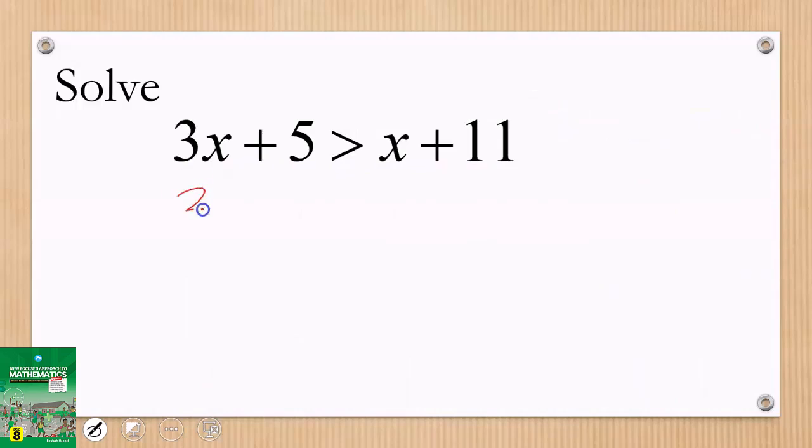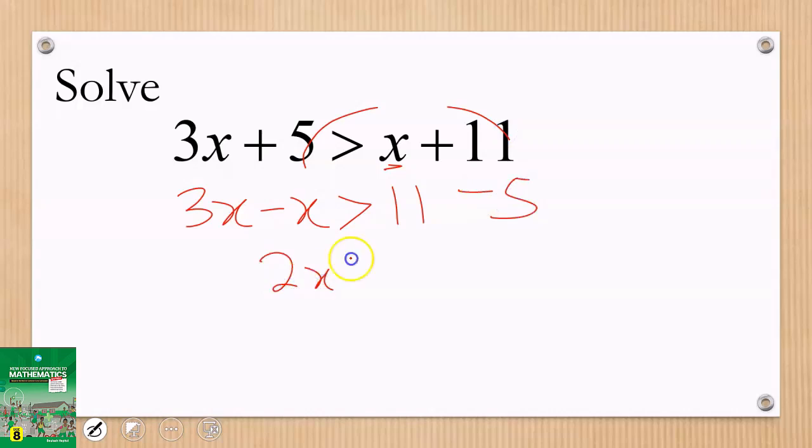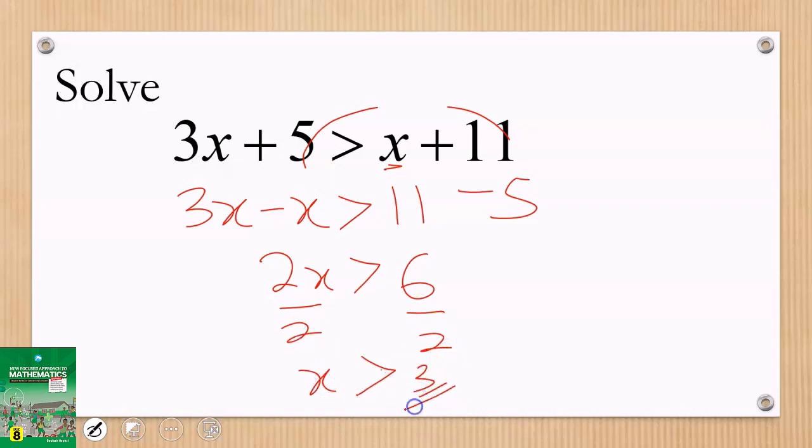Once again, I can group the like terms, letting this one come here as minus, bring my sign. I have 11 here. This one will go to become minus 5. Then I have my 2x, and subtracting 5 from 11 is going to be 6, right? So dividing here by 2, dividing here by 2, I have my x greater than 3.